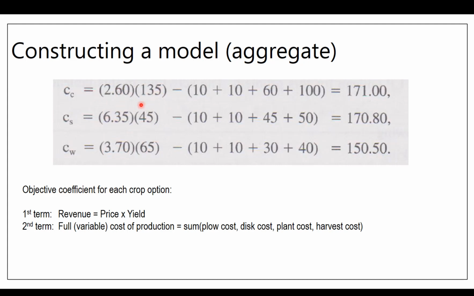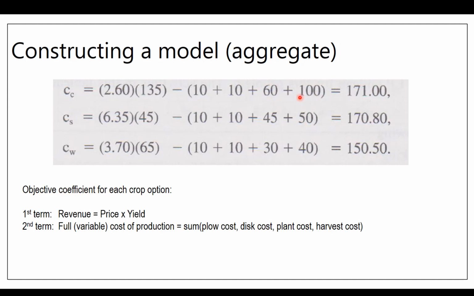So price times yield all the way down. And then the second piece is the full variable cost of production. So the plowing cost, the disc cost, the planting cost, and the harvest cost. These are the variable costs.